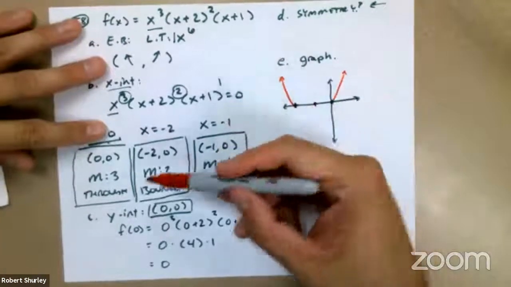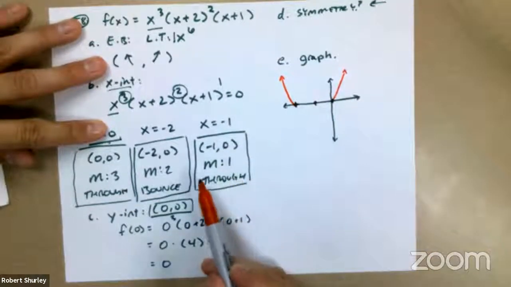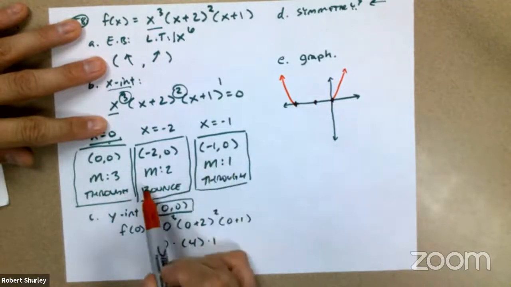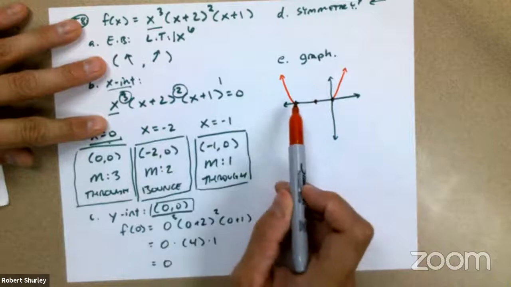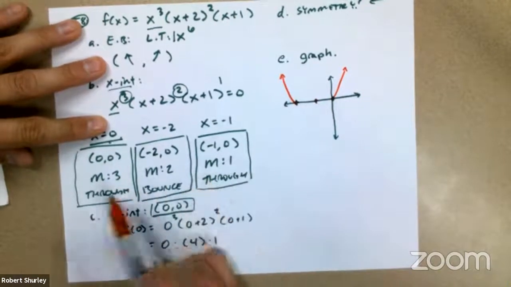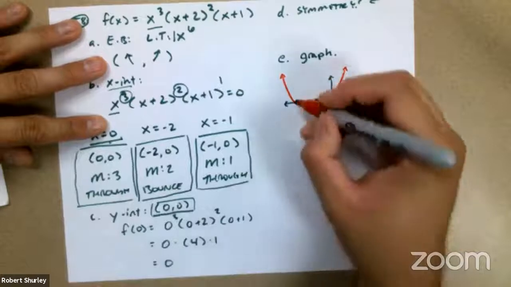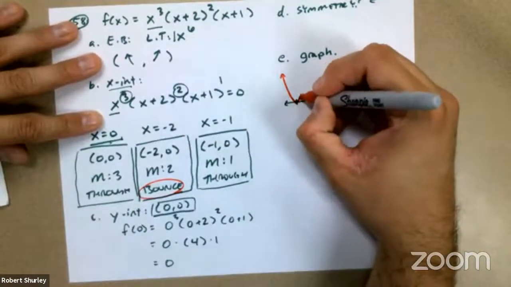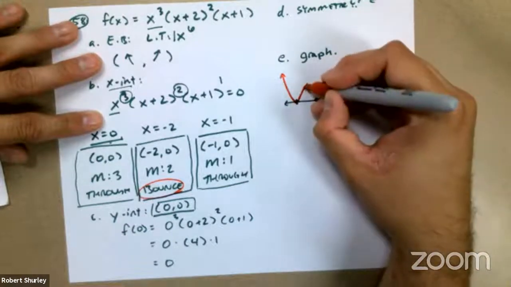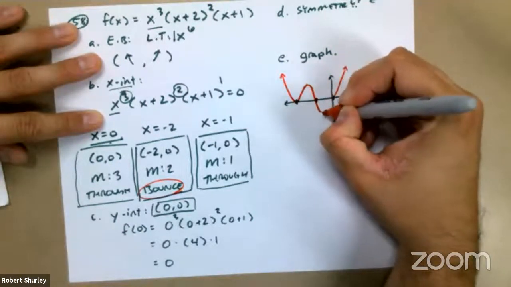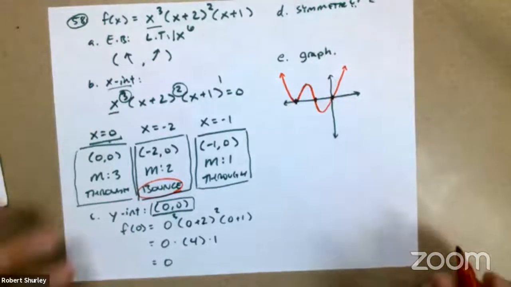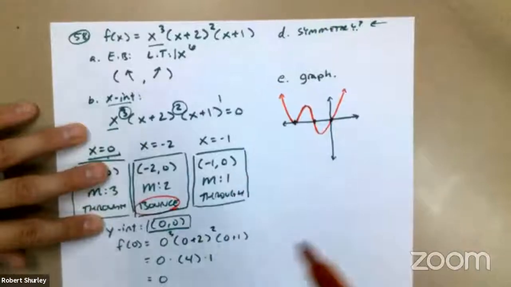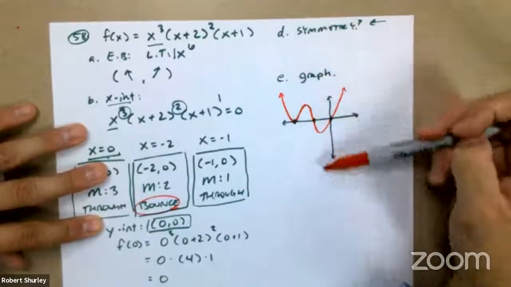Now, it goes through 0 and 1. It bounces at -2. So it's going to bounce here, bouncing at -2, but then it's going to go through at -1 and through at 0. Something like this. I know in your calculator it's not going to look like that. It's going to be a lot more drastic because we have a degree of 6.